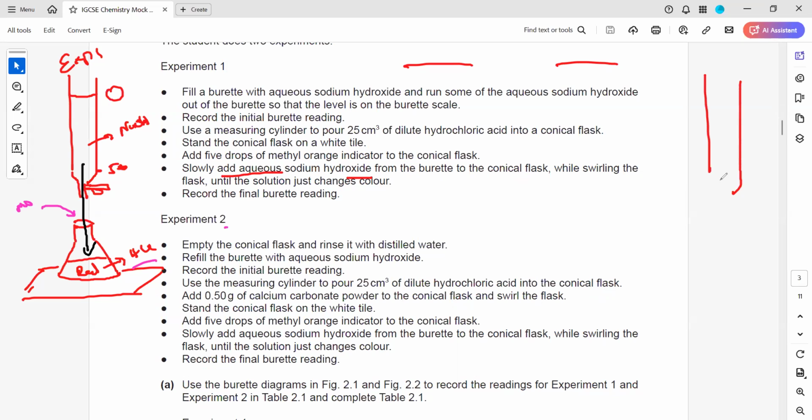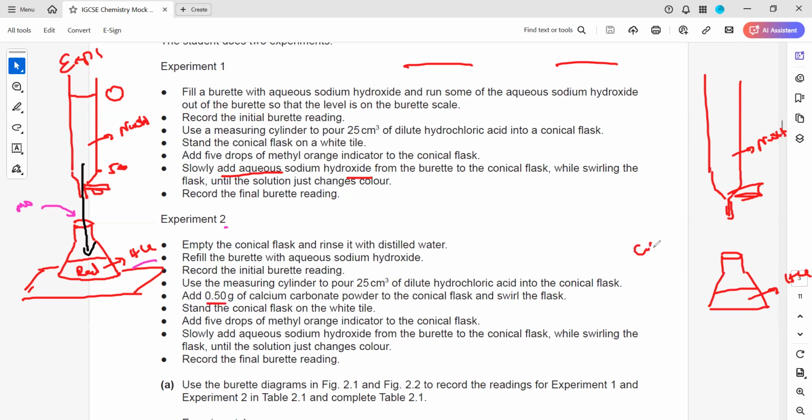So a burette is there, which is filled with the sodium hydroxide, NaOH. And we record the initial burette reading. Using a measuring cylinder, we pour 25 cm cube of hydrochloric acid, HCl. But then what we did, we add 0.5 grams of calcium carbonate.